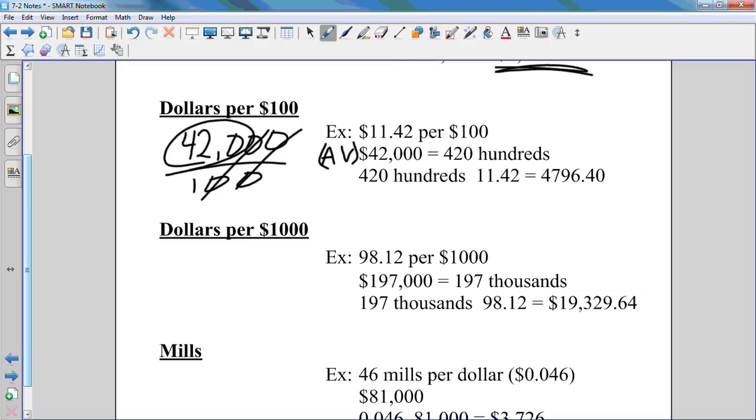Then you take those 420 100s that fit in your assessed value and you multiply it by $11.42, your rate. So this person with an assessed value of $42,000 has to pay $4,796.40 a year.